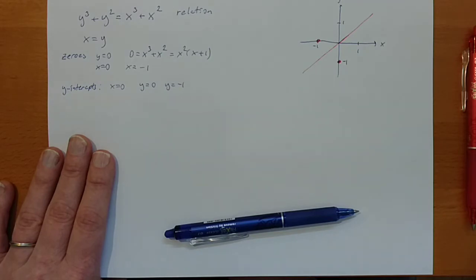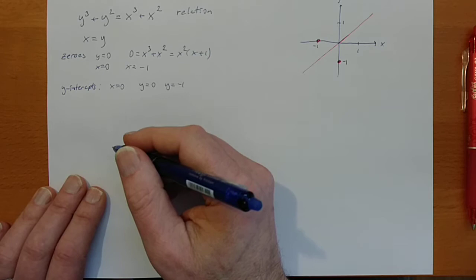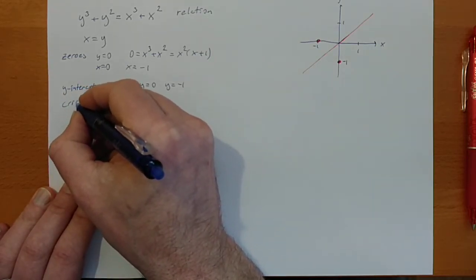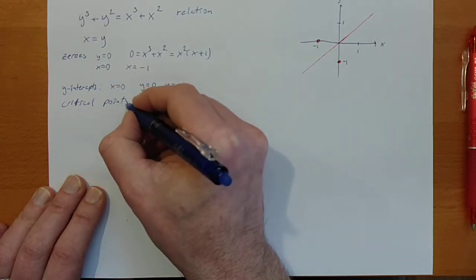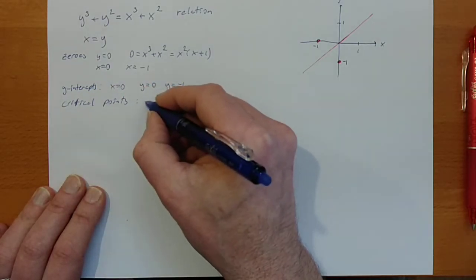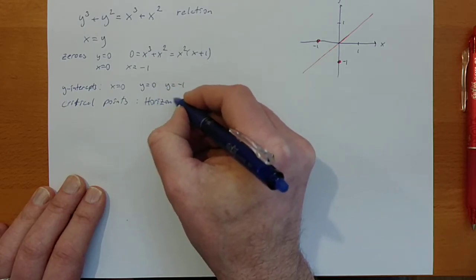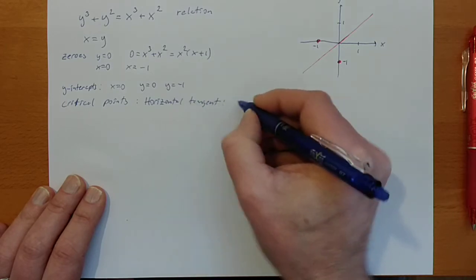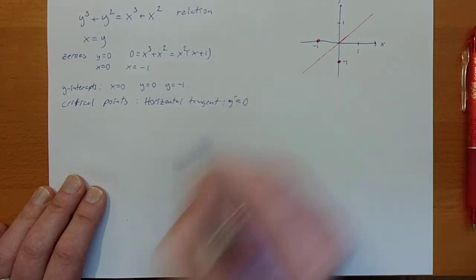Okay, then we should look at critical points. We will start with points where we have a horizontal tangent, in other words, where y prime is 0.